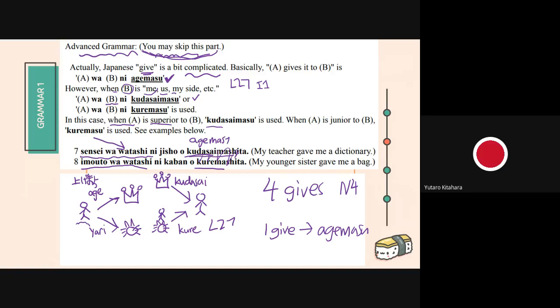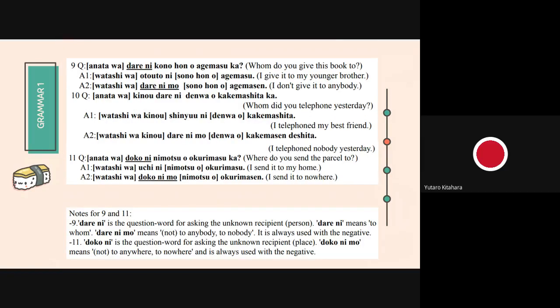Okay, done. Oh, not yet, number 9. Okay, number 9, we let the few of you continue reading. Four of you are here, so just one each. Okay, Aaron, Q1, then. Anata wa dare ni kono hon o agemasu ka? Okay, correct. Dare ni, right?